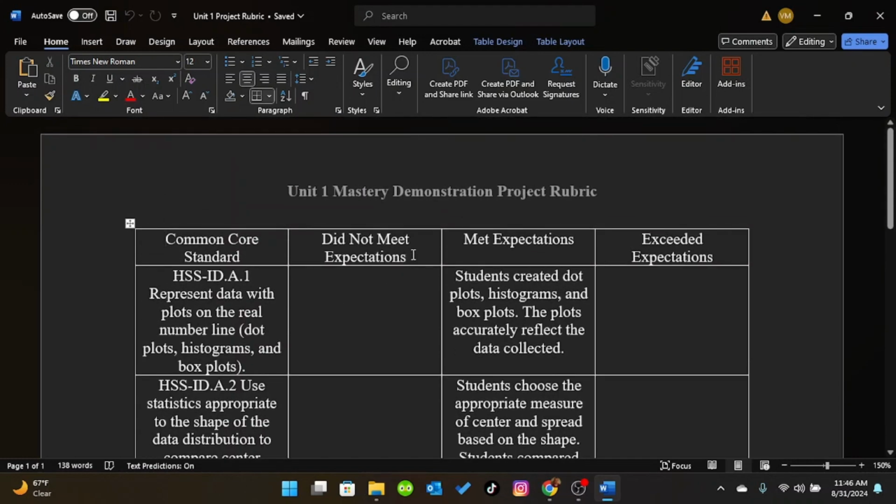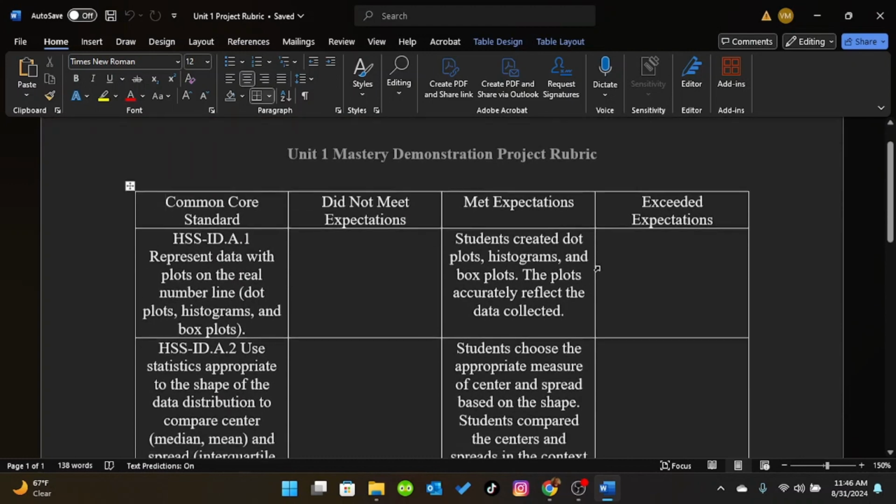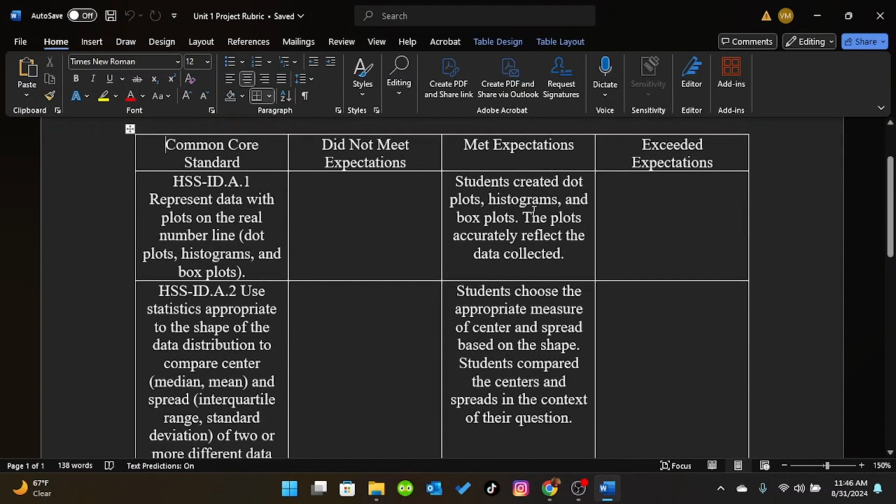Now, on the right, you'll see the 3 columns. And I only have something entered in met expectations. So, for the first standard, you have met expectations if you created the dot plots, created the histograms, and created the box plots. And the plots accurately reflect the data that you collected. Now, if you leave something out, if you don't create one of the plots or your data is wrong, then you would fall in the did not meet expectations.